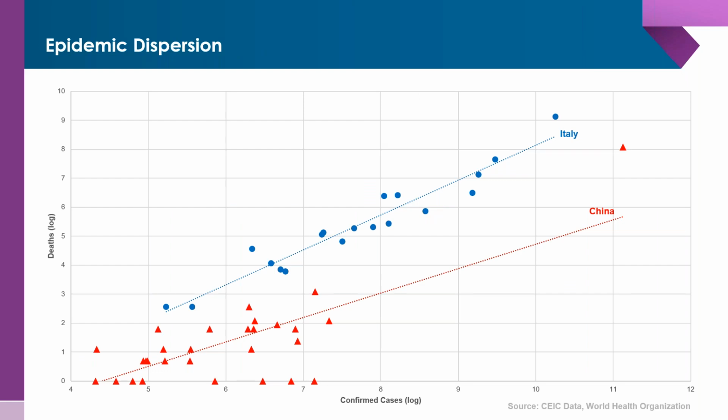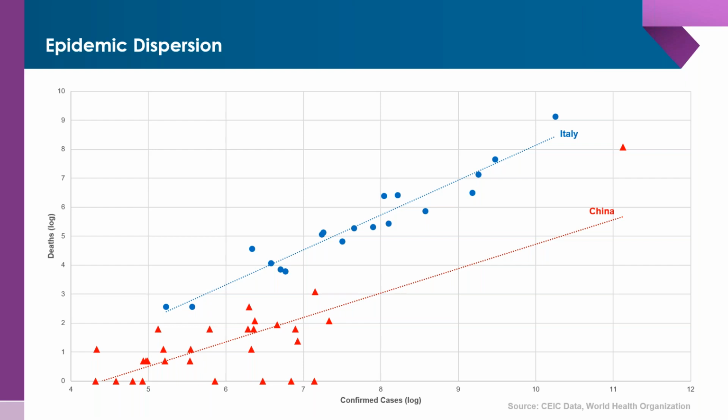So one measure that illustrates how the disease outbreak differs among some of the most affected countries, in particular between China and the Western countries, is the dispersion of the epidemic. So this scatter plot shows the regional distribution of the confirmed cases and the number of deaths of China and Italy by provinces in China and by regions in Italy. And as you can see, it's quite different for both countries.